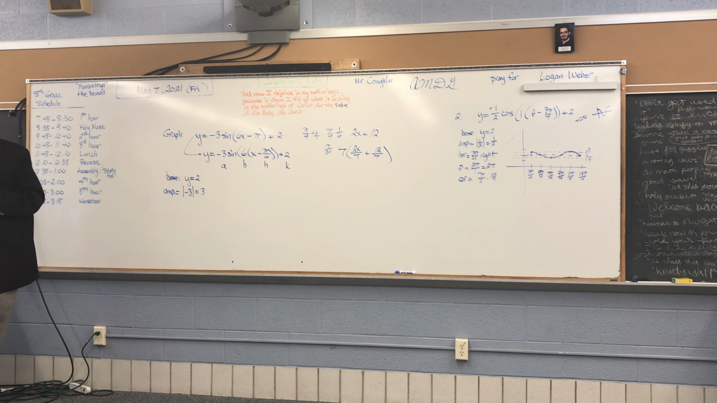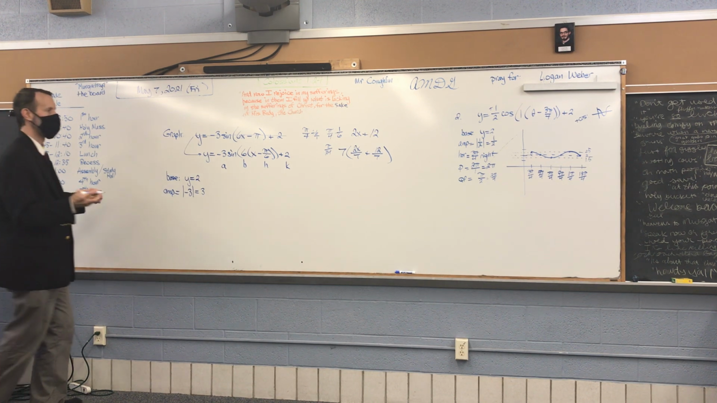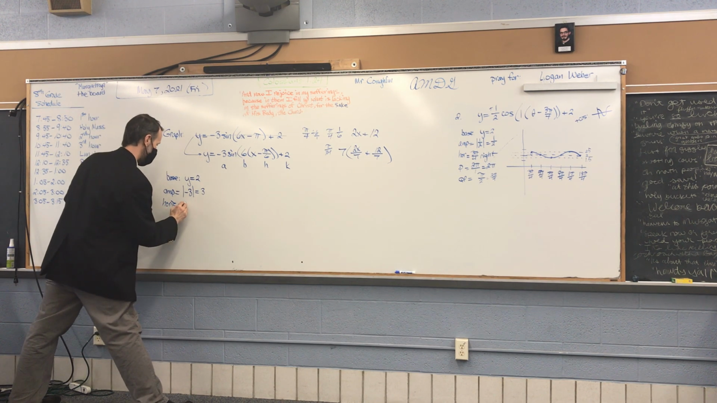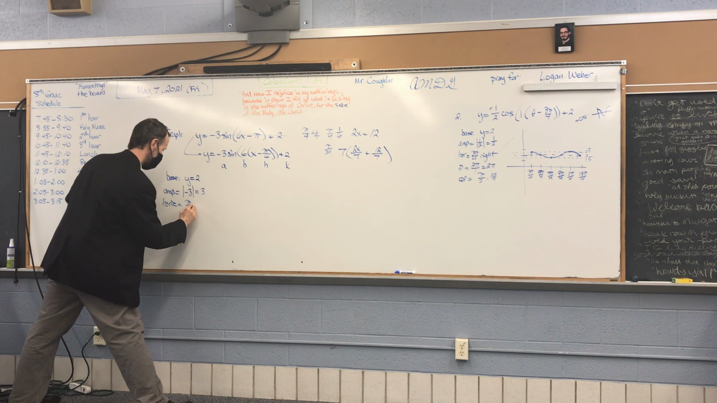What do you find after the amplitude, Jack Love? The horizontal shift. Which in this case is what? Pi over 6. Which direction? To the right.